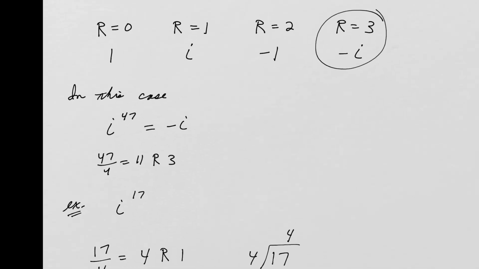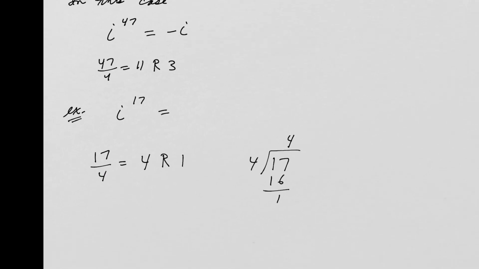Let's say I want to simplify i to the 17th. So just divide 17 divided by 4. Well, that's going to be 4 with a remainder of 1, right? If you actually did long division here, 4 goes into 17 4 times. 4 times 4 is 16, and my remainder is 1, right? So remainder 1. So now I just look at my little chart here. If my remainder is 1, then the answer must be i. So this is simply equal to i.